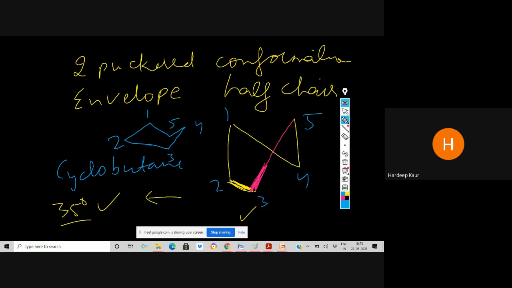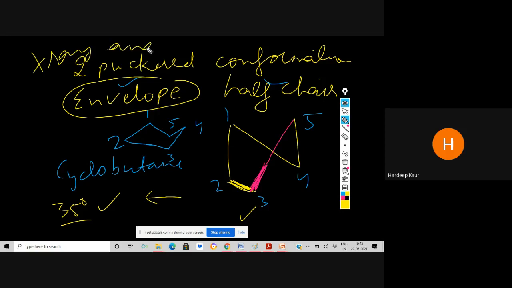In these two conformations the cyclopentane ring exists, and the energy difference between the envelope and half chair conformation is very small. The most stable conformation of cyclopentane is the envelope conformation, and this is confirmed by X-ray analysis. X-ray analysis showed that cyclopentane exists in envelope conformation, right?